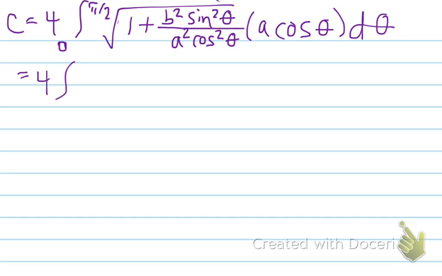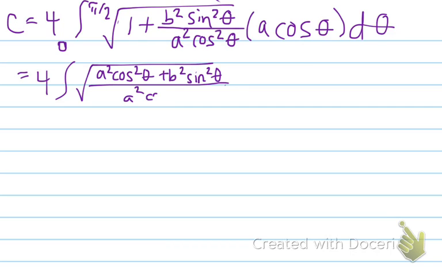So I have 4 times the integral. I can first combine those two terms. So I'm going to multiply by 1 to get a common denominator. So a squared cosine squared theta plus b squared sine squared theta over a squared cosine squared theta, times a cosine theta d theta.